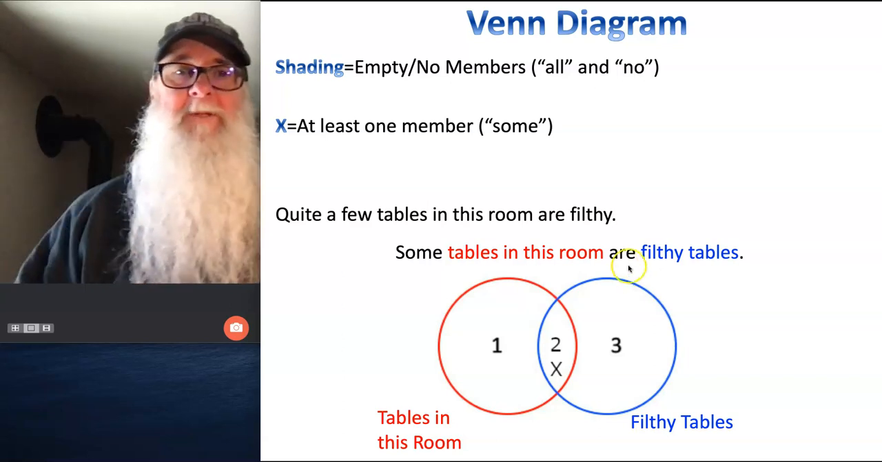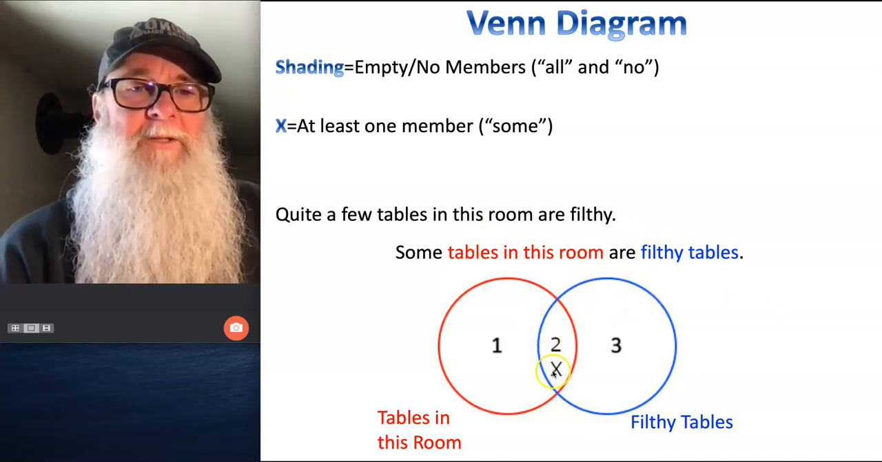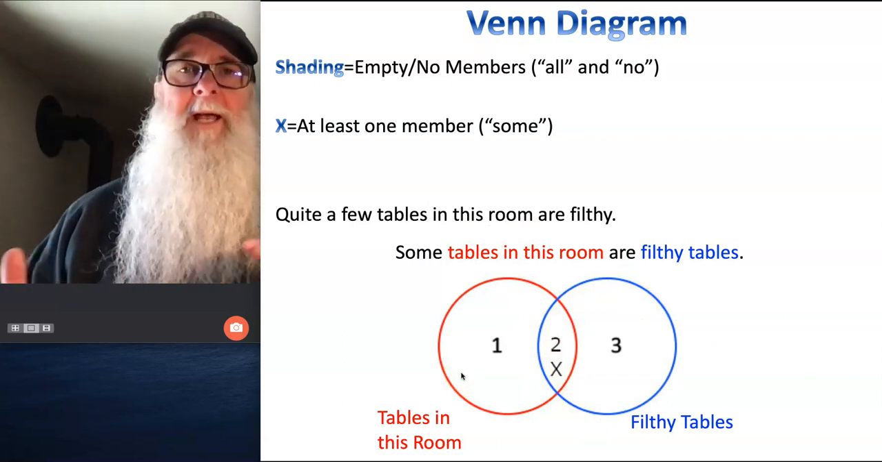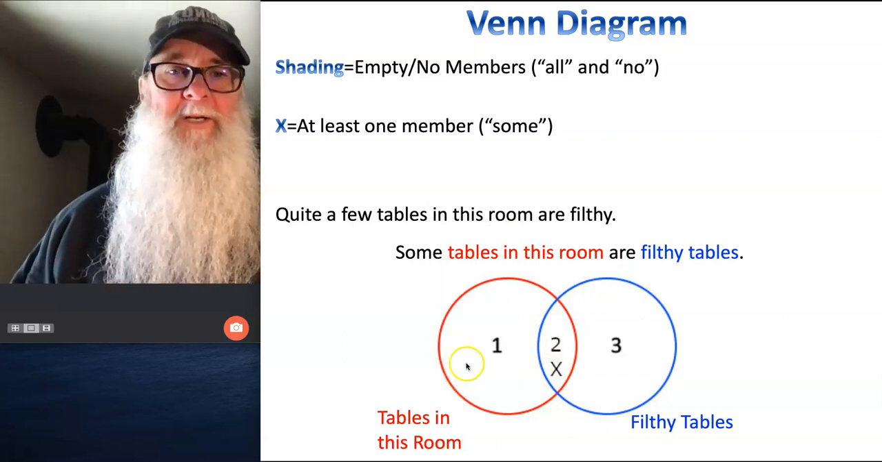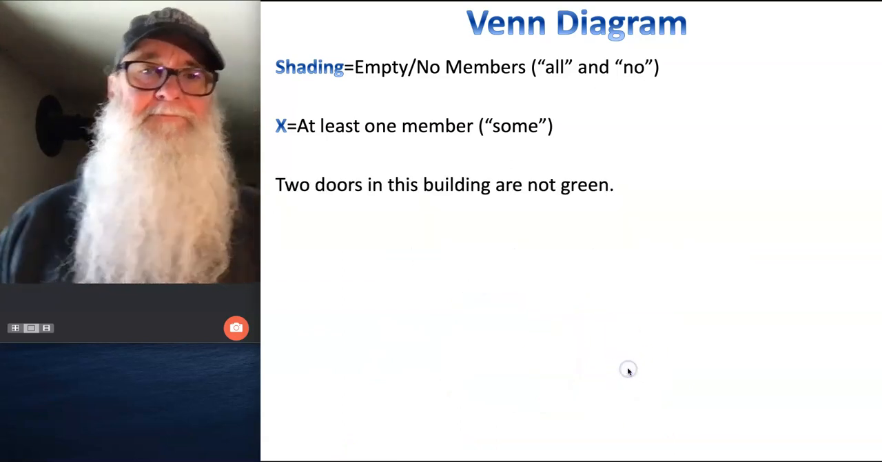Okay, so some tables in this room are filthy tables, and so what I want to do is mark a single X right here in area 2 because that's the area where the categories share membership with one another. Anything in area 2 is both a table in this room and a filthy table.